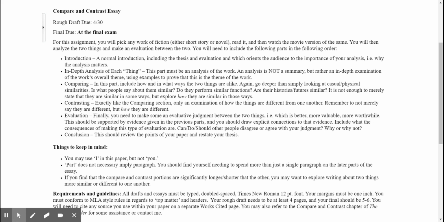The topic of this paper is that you have to pick any work of fiction. It can be a short story, it can be a novel, it can be a kid's book, I don't care. And then watch the movie version of the same thing and compare and contrast, analyze, and make an evaluation.